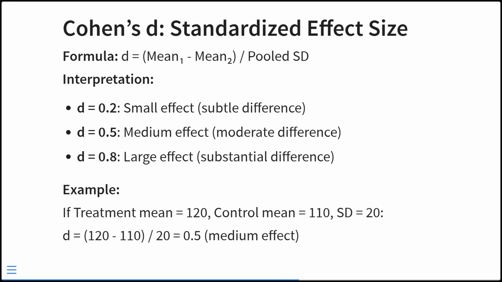So this is it. You can see the pooled standard deviation, the formula I showed you earlier: the mean of the first group minus the mean of the second group divided by the pooled standard deviation will give you Cohen's D, which is your effect size. Now, for effect size, 0.2 is a small effect, a subtle difference, 0.5 is a medium effect, and 0.8 is a large effect. So if the treatment mean is 120, the control mean is 110, then the standard deviation is 20.